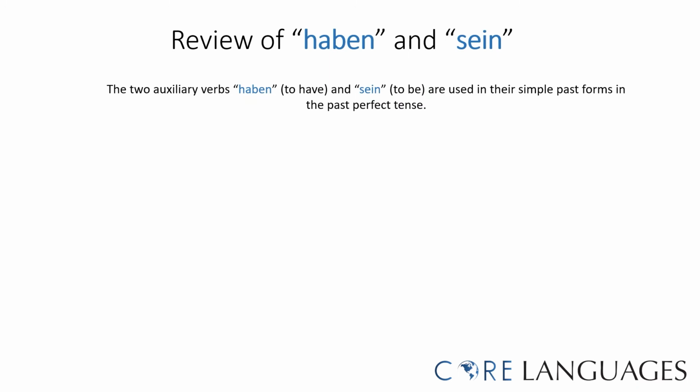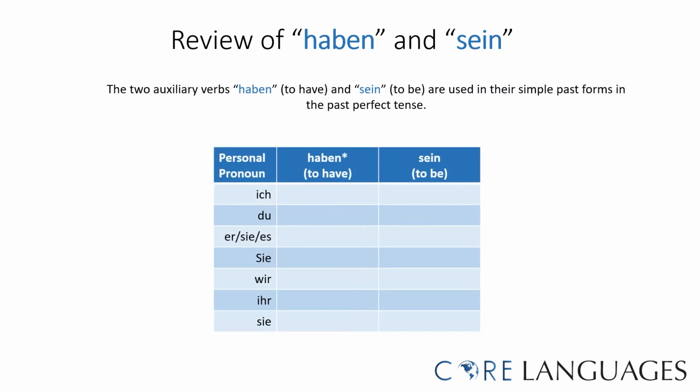To form the past perfect in German, we need the auxiliary verbs haben and sein. The difference between the present perfect and the past perfect is that for the past perfect, haben and sein need to be conjugated in their simple past forms. Here's the conjugation of haben and sein in the simple past.